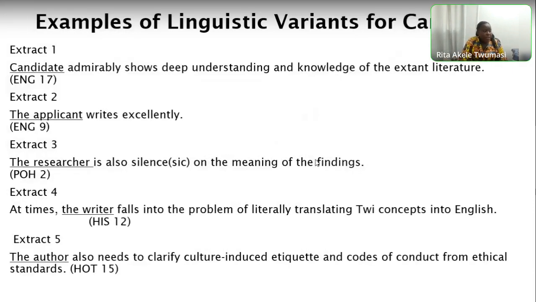Extract 1. Candidate admirably shows deep understanding and knowledge of the extant literature. By referring to this evaluated entity as candidate, the examiners may either have in mind first somebody who is being examined, or second, somebody applying for a position or degree. The first option is more applicable, considering the idea that the examiner has to assess the candidate through the thesis to consider him or her fit for the degree being sought.